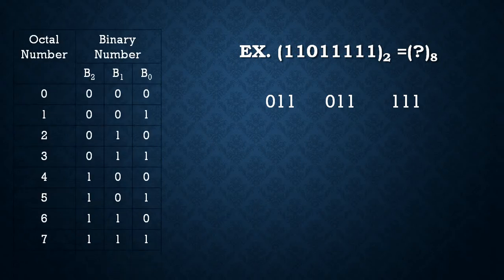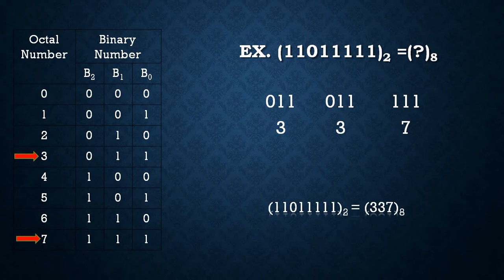Now again we observe the relation table and we have to find out in binary where is 011. For 011 we get the octal number as 3, we write here. Again for the next 011 we get the same octal number 3, and for the next group we get the octal number as 7, we write here. Again we have to combine this result to write 337 to the base 8.